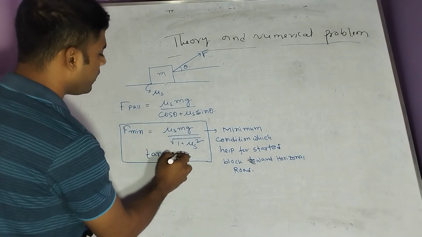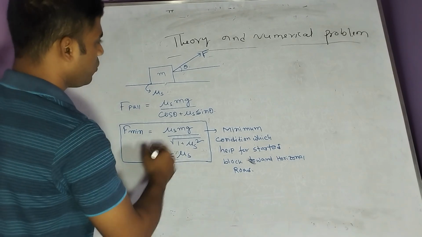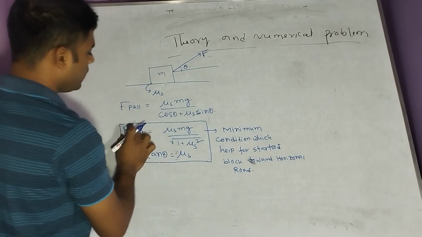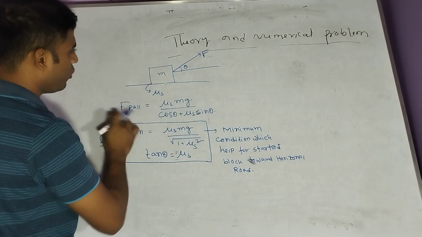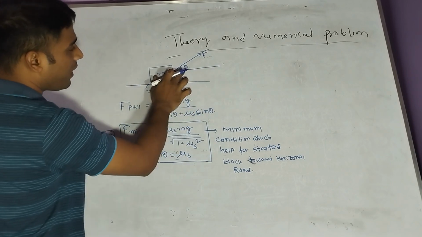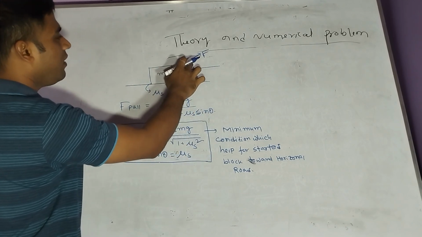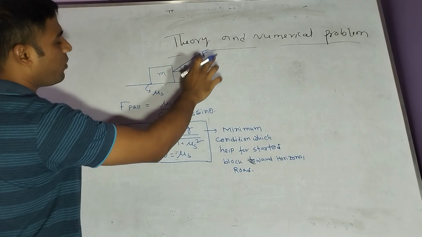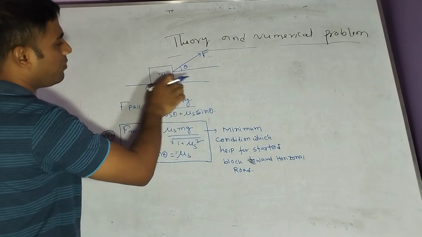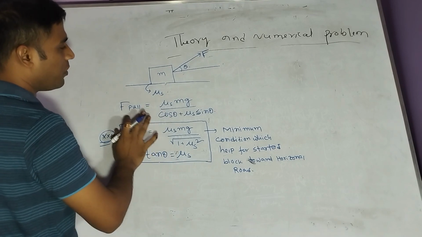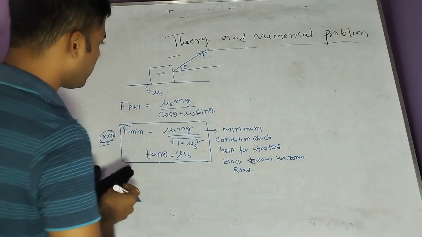What is the angle? Tan theta equals mu s. Then you have two types of questions. This equation is very important for the minimum pulling force which can help the body move forward, and also to determine the angle between the force and the horizontal at which the pulling force can help the body move forward. There are two types of questions. The question is given below.